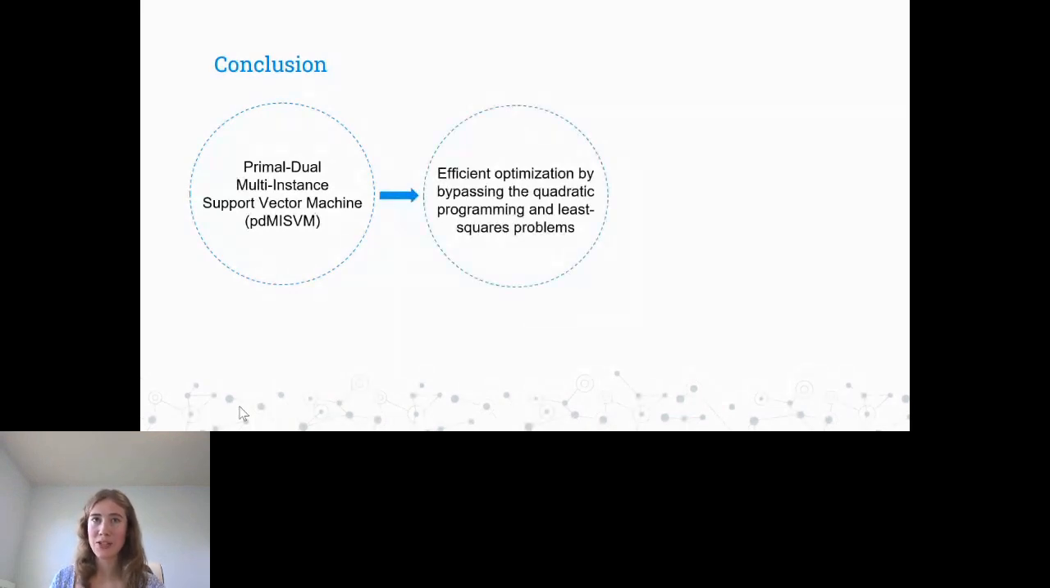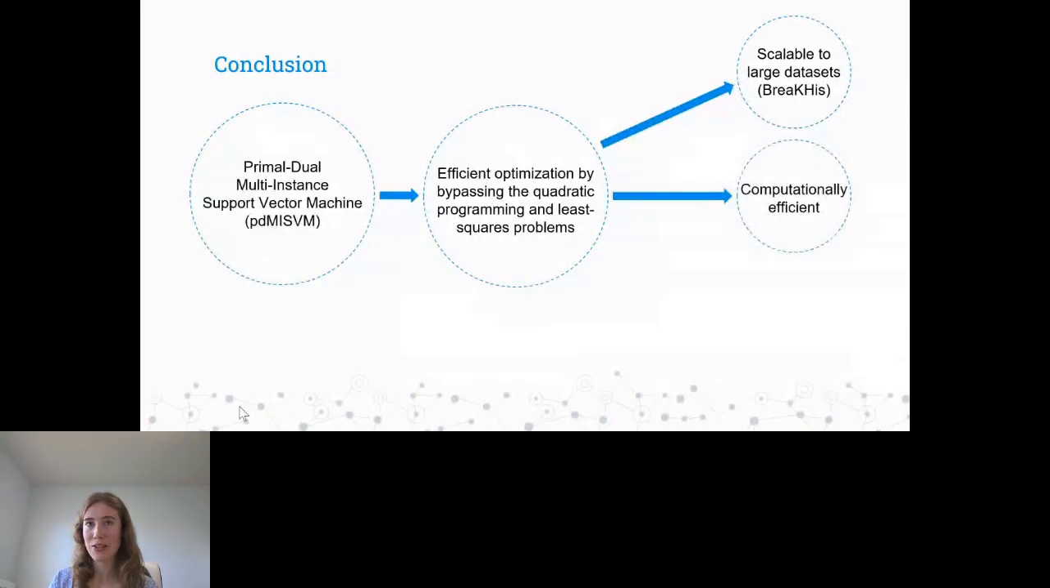Yes. So we present the primal dual multi-instance SVM, as well as an efficient optimization, which is scalable to large data sets and computationally efficient, and has promising prediction performance.